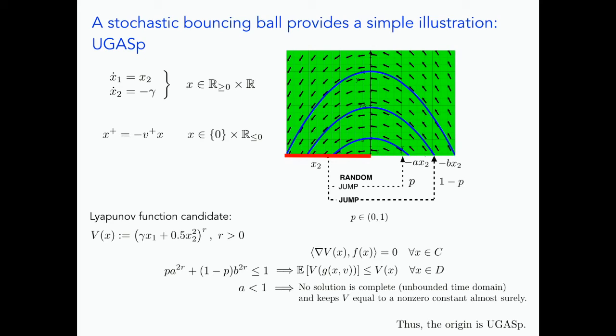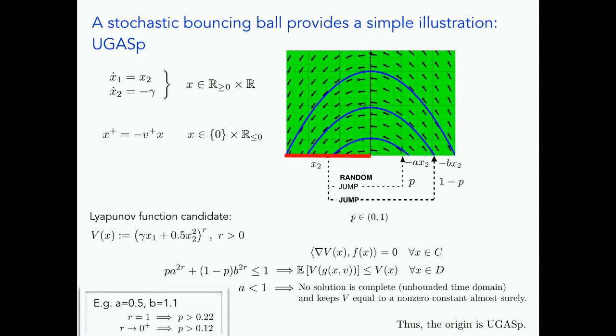And you can see that when p is 1, that's going to hold for free since a is less than 1. And then we can allow that p to move away from 1 and still have that expected value condition. And the fact that a is less than 1 guarantees that there's no complete solution, that is, one with an unbounded time domain, that keeps V equal to a non-zero constant almost surely. So therefore, these conditions are sufficient to guarantee that the origin is uniformly globally asymptotically stable in probability.